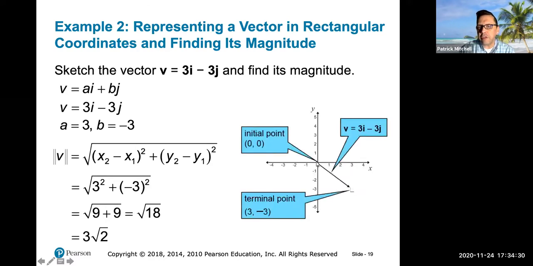And here's a picture of that vector starting at the origin and going 3 units to the right and 3 units down. So this is a vector that points 3 square root of 2 units directly southeast.